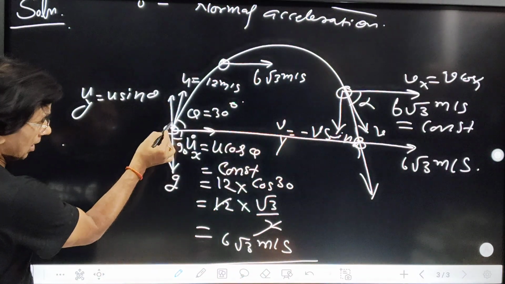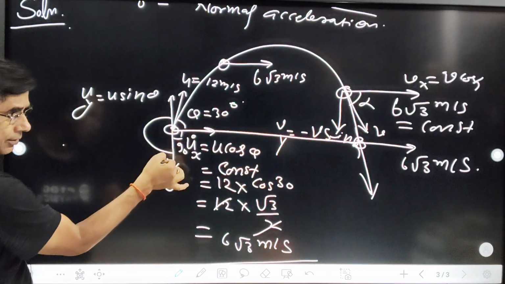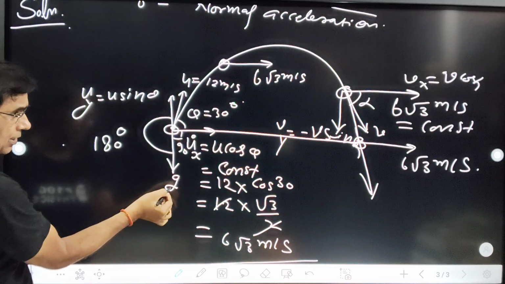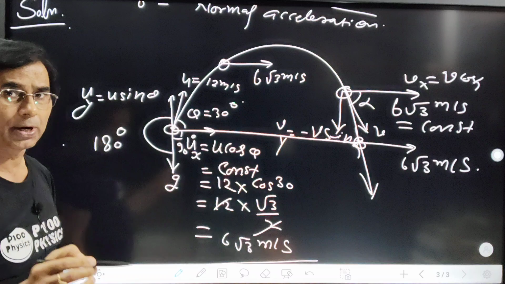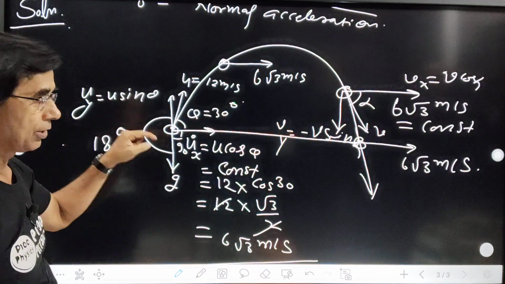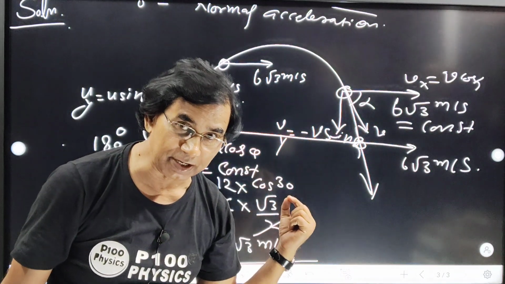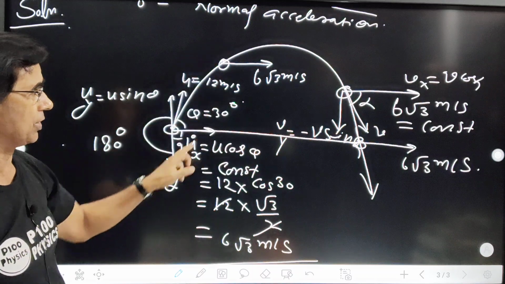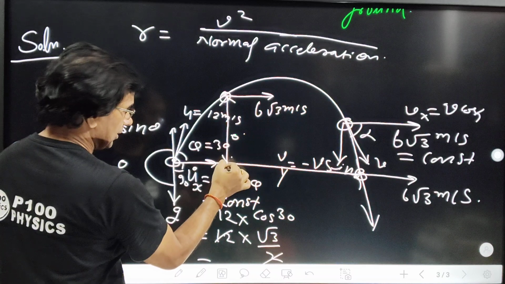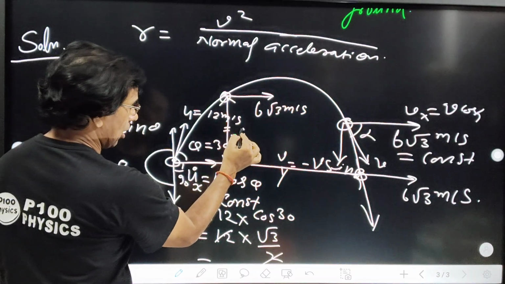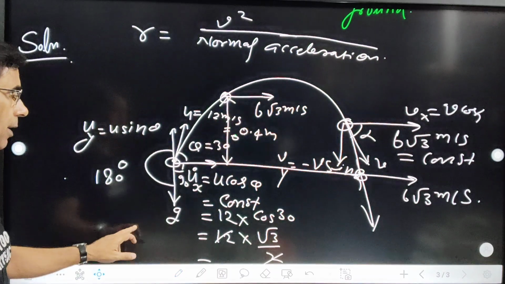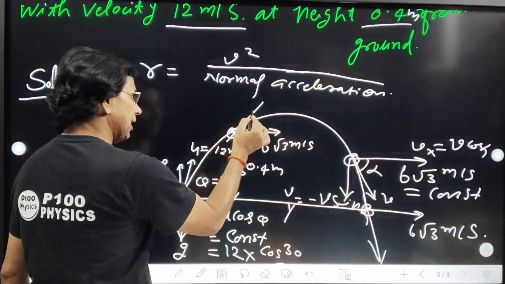Since g is always acting, at the time of projection g is at 180 degrees, meaning the acceleration due to gravity and U sin theta, the vertical component of the velocity of projection, are in opposite directions, and therefore U sin theta continuously decreases. Suppose, since the question asks you to find the value at some height, this height is 0.4 meter.